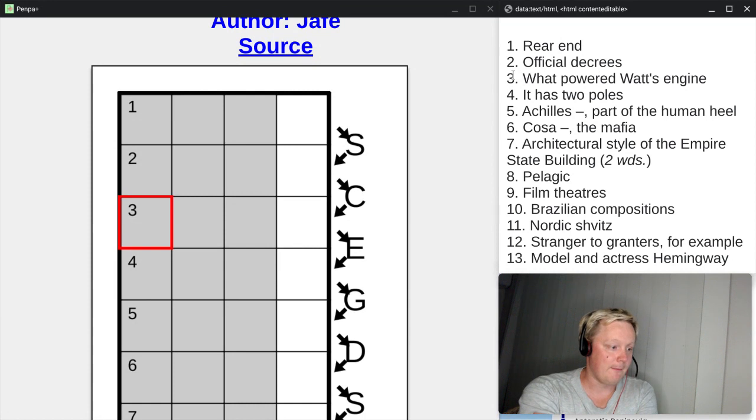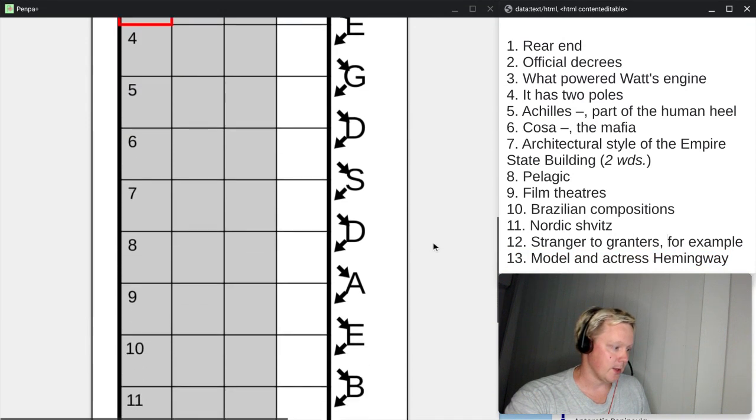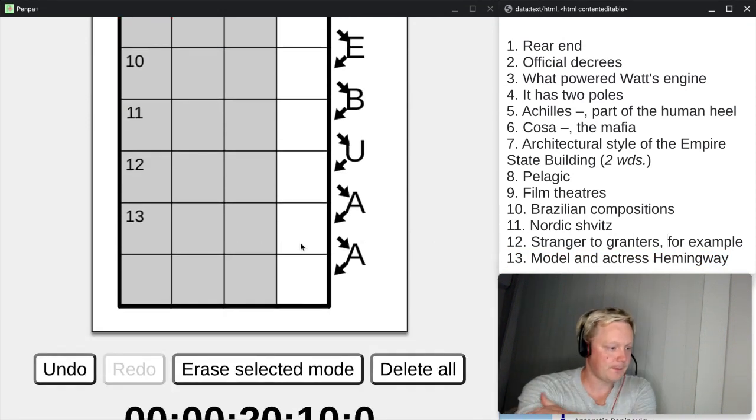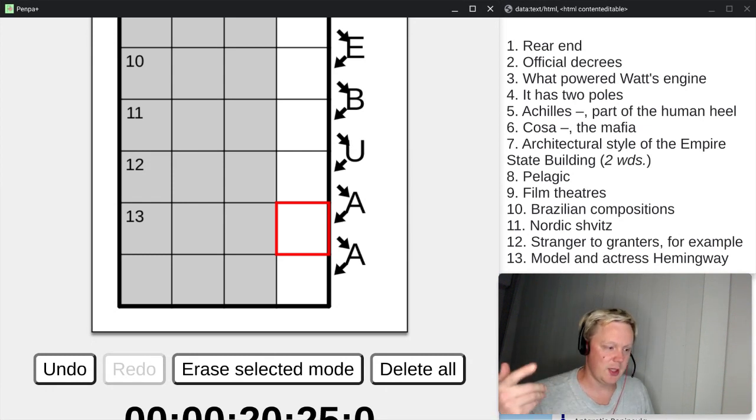But let's see what we can fill in immediately that we know must be correct. So I would start with something like a person's name, model and actress Hemingway. Now that's going to have one answer, and it's going to be very specific spelling. And this is going to be Margot Hemingway. So we start at row 13 here, and we have an A in the grid. So the central letter is an A, and Margot Hemingway is spelled with an... It's not Margot. It's spelled in a French way. It's Margaux.